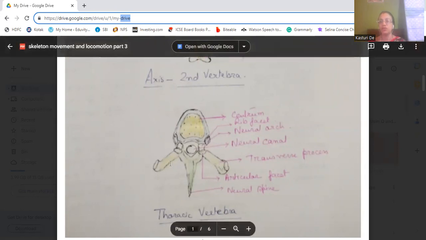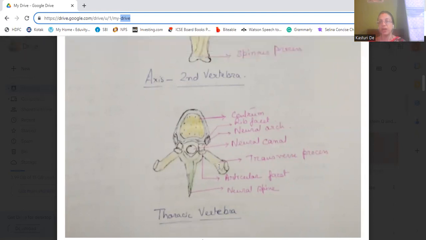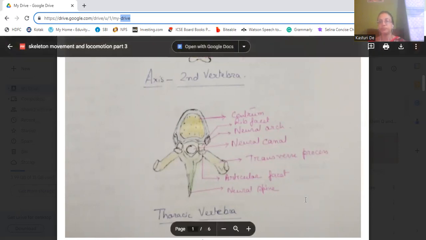The two transverse processes are there, and the two articulating facets, two protrusions. One vertebra fits into the other, and this is the spinous process.